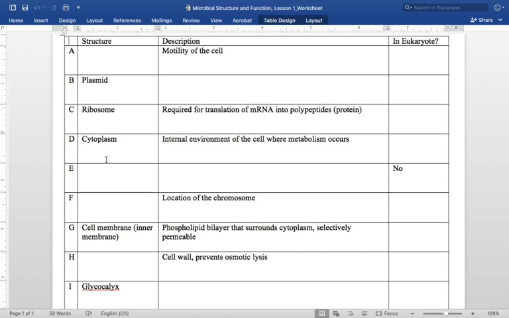Flagella, used for movement. Do eukaryotes have flagella? Some people said no, some people said yes. I would say yes, but here's where the caveat is. There's a difference in the structure, and there's also a difference in how that flagella actually moves.